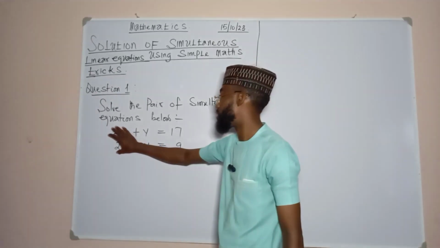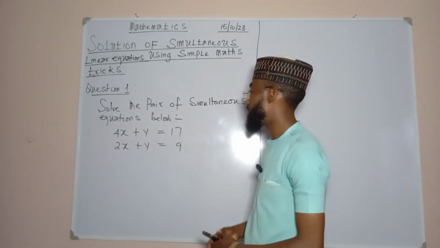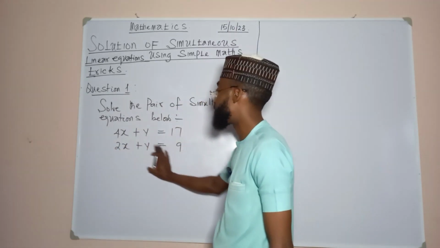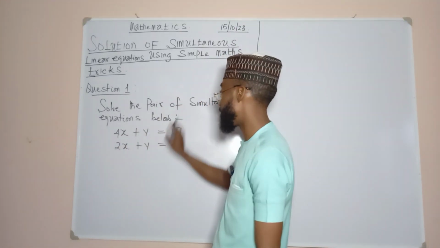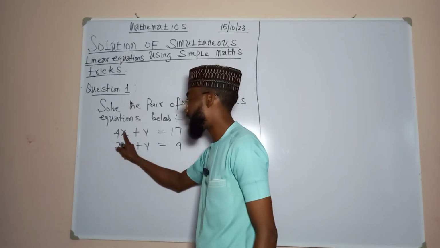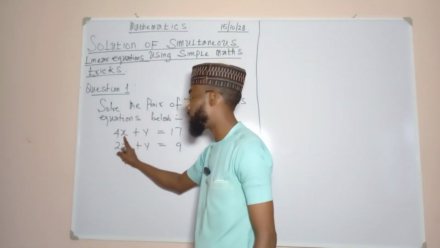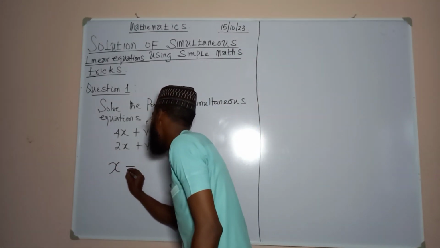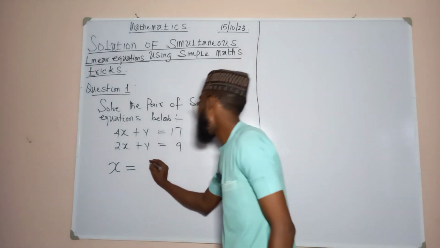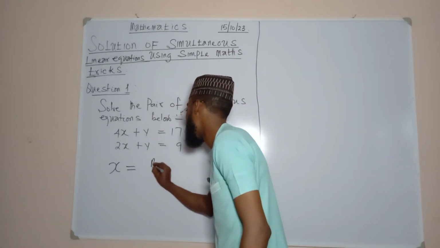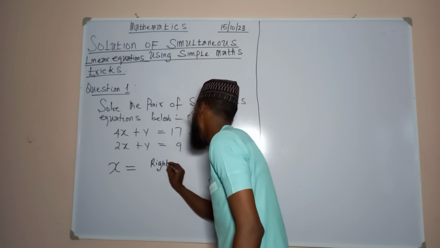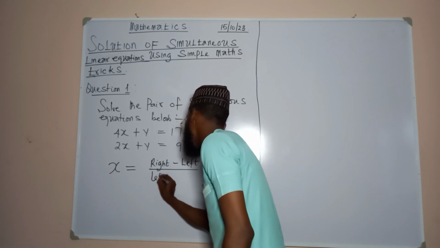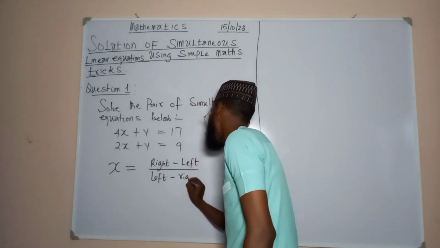So we are going to solve this equation using a simple math trick. I generated a simple formula for my students on how to solve a simultaneous equation using a trick. The first variable that is quoted is the one you are going to find first. So we always start off by saying x is equal to, and I have an abridged formula which I call right minus left all over left minus right.